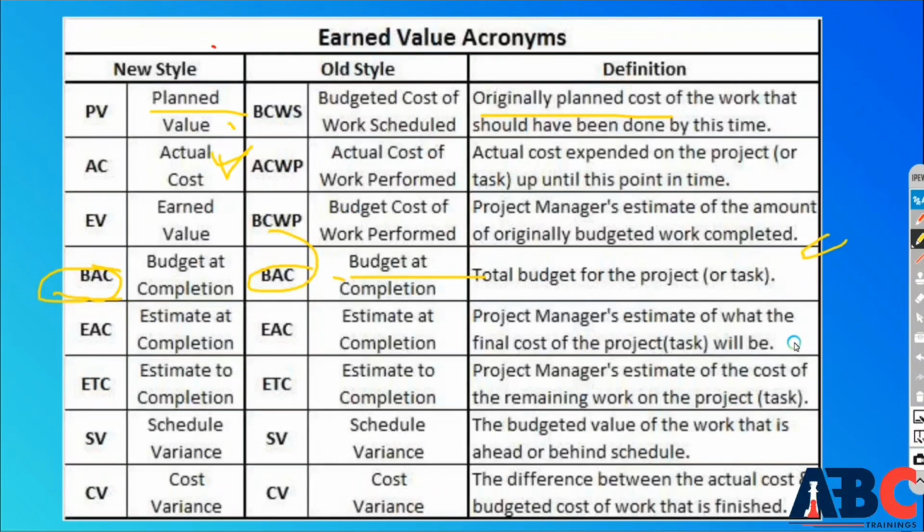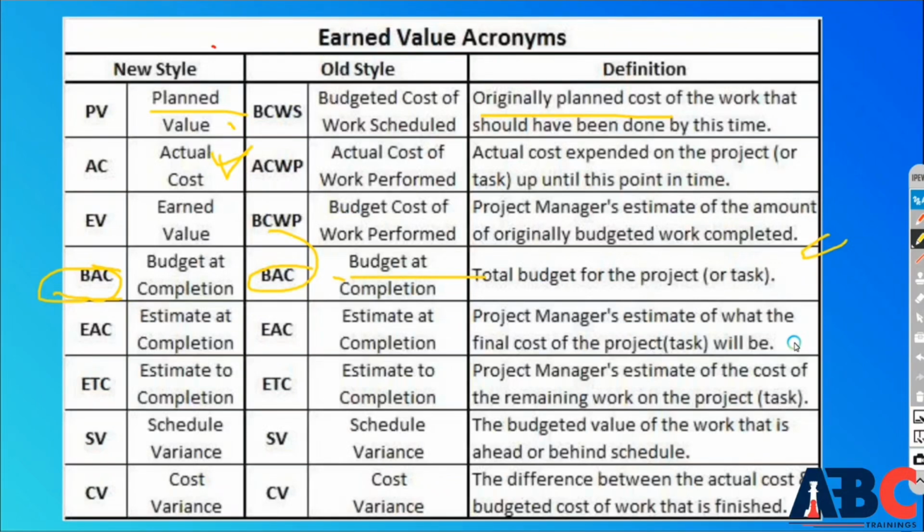Next comes your schedule variance. Schedule variance means the budgeted value of the work that is ahead or behind the schedule. It is the difference between two budgeted values, at completion and at starting, meaning at planning time. The difference between these two, BAC minus PV or BAC minus BCWS, will be plus or minus. This difference, plus or minus, is called schedule variance.